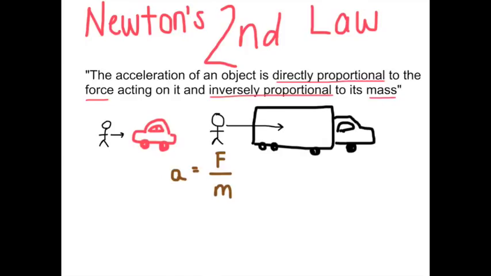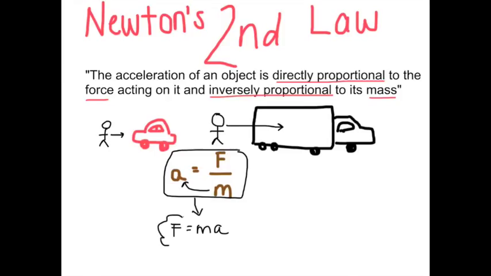So, they're inversely related. We can look at this mathematical model, a equals F over m. And we're going to simplify this a little bit to get to Newton's second law. We'll multiply the m over to the other side, get F equals ma, or force equals mass times acceleration. This will become a fundamental equation when we're studying situations with objects that have force being applied to them.